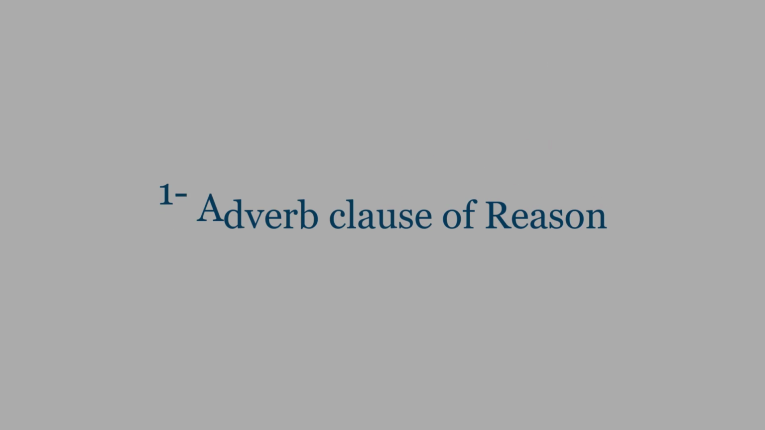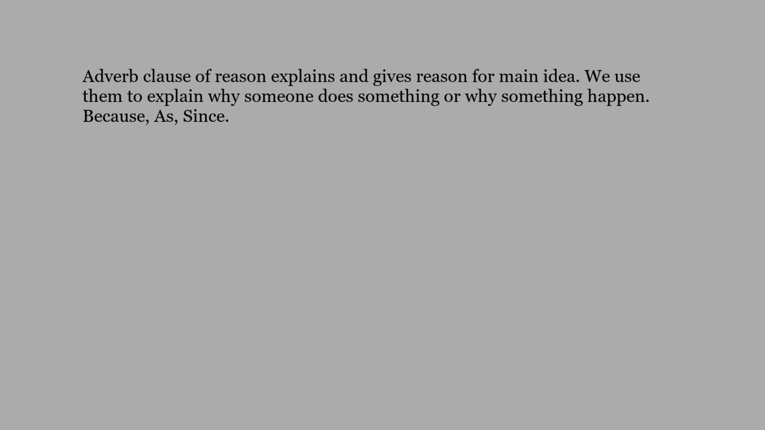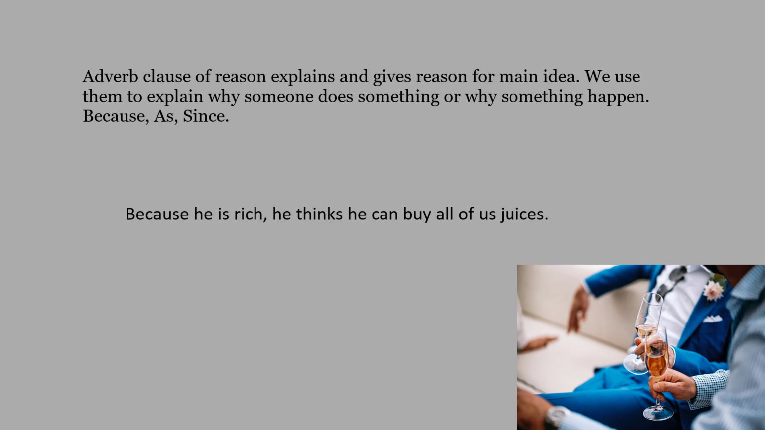First of all, I want to talk about the adverb clause of reason. An adverb clause of reason explains and gives the reason for the main idea. We use them to explain why someone does something and why something happened. Subordinating conjunctions for this type are because, as, since. Example: because he is rich, he thinks he can buy all of us juices.